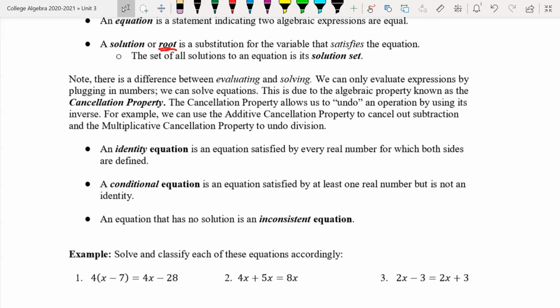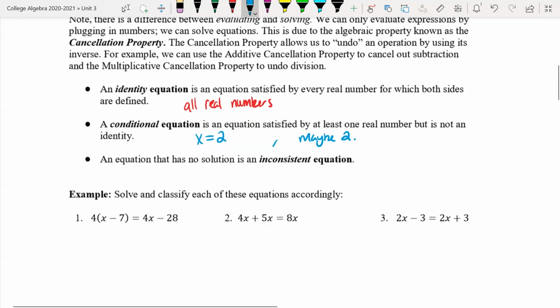All right, so an identity equation is an equation satisfied by every real number for which both sides are defined. So this is going to be all real numbers. So there's more than one solution. A conditional equation, an equation satisfied by at least one real number but is not an identity. Normally, we're going to talk about ones that have like one answer or maybe two. Just kind of depends on the problem. And then lastly, we're going to talk about inconsistent equation. That's going to be a no solution one. So let's look at these different types.